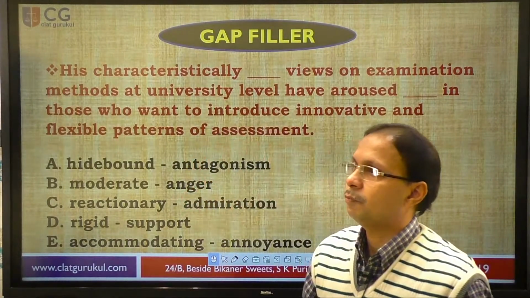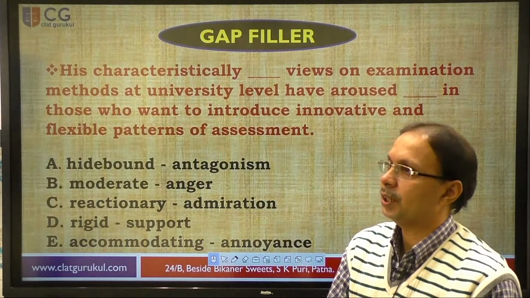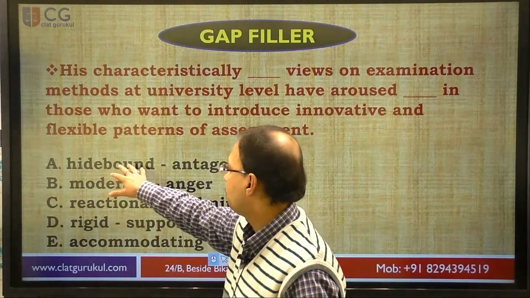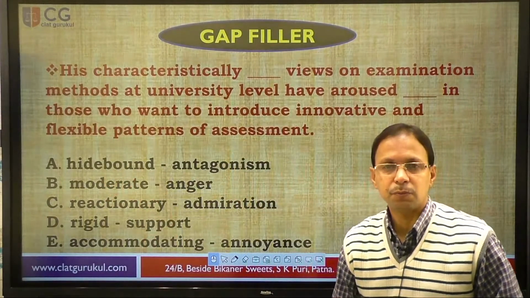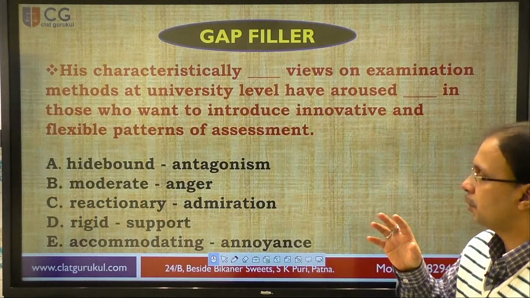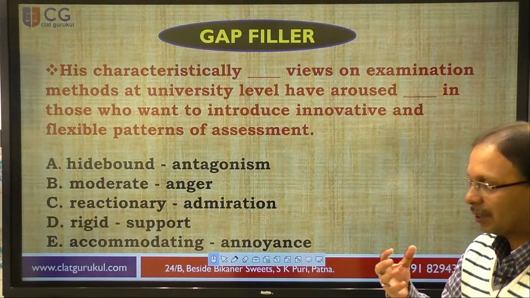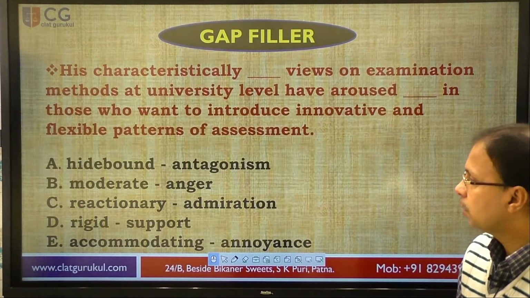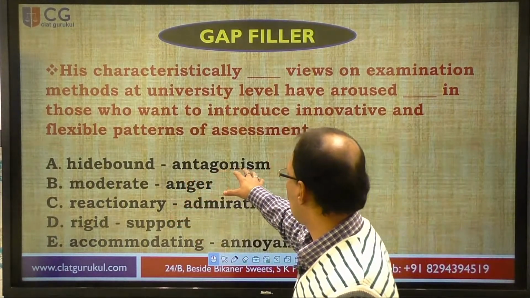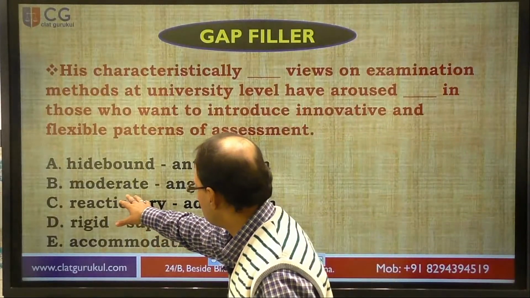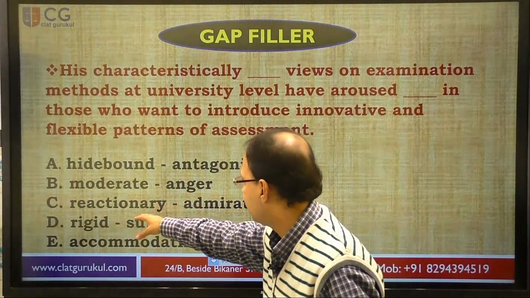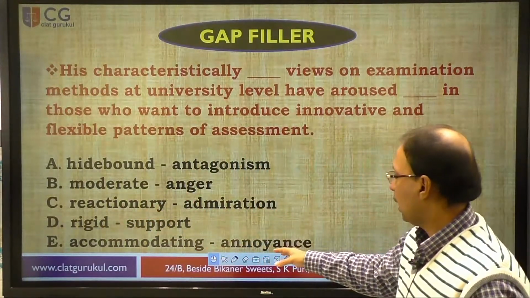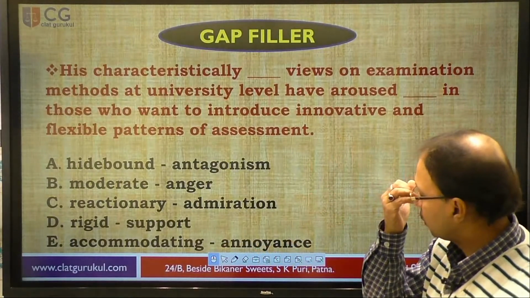Here, I think the words have become difficult for you. You are getting confused about which one is to be picked and which one is to be left. Actually, let me tell you, hidebound means inflexible. Inflexible means a person who is not ready to accept any kind of changes. Very much dogmatic, very much rigid. This kind of thing, hidebound. And antagonism, just opposite. Moderate, you know that. Anger, it's a very common word. Reactionary and admiration, you know that rigid, support and accommodation, accommodating and annoyance. All the rest of the words are known to you.